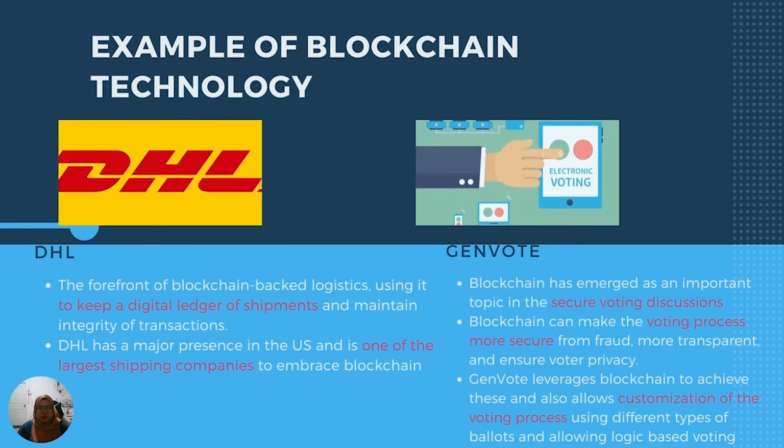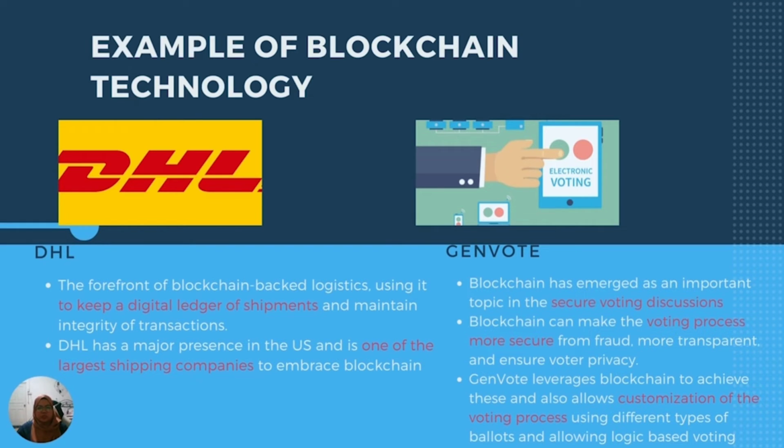Next is DHL. The shipping giant DHL is at the forefront of blockchain-backed logistics, using it to keep a digital ledger of shipments and maintain integrity of transactions. DHL has a major presence in the US and is one of the largest shipping companies to embrace blockchain.